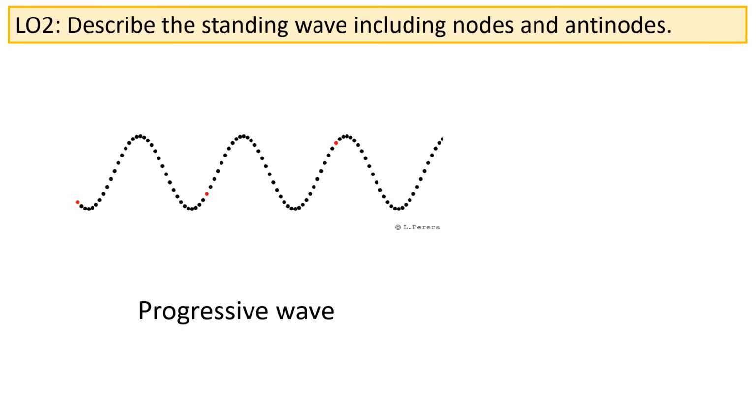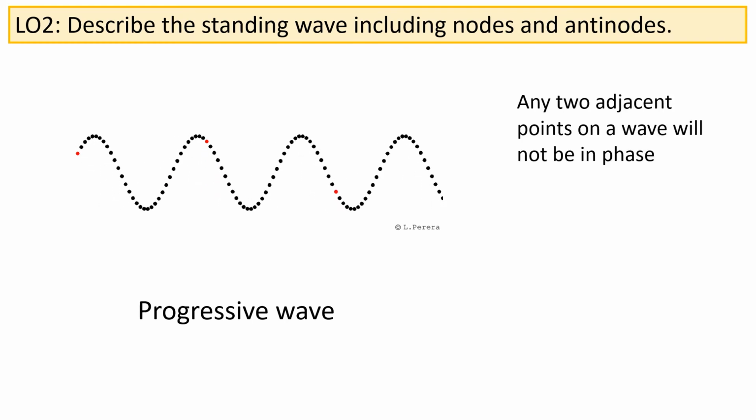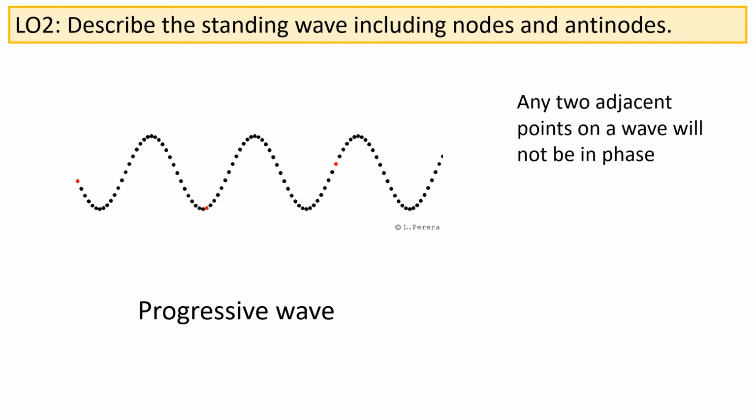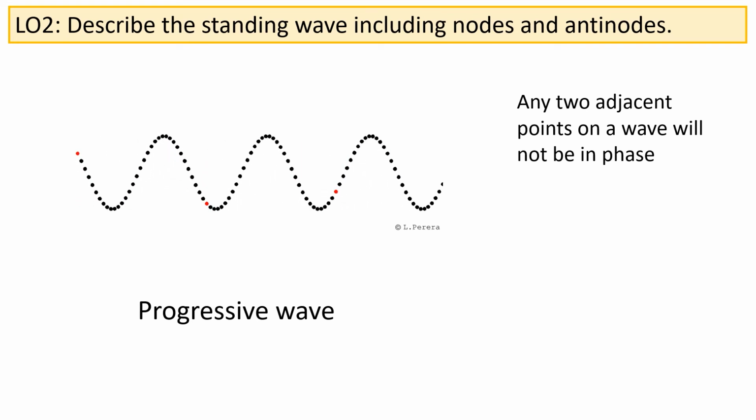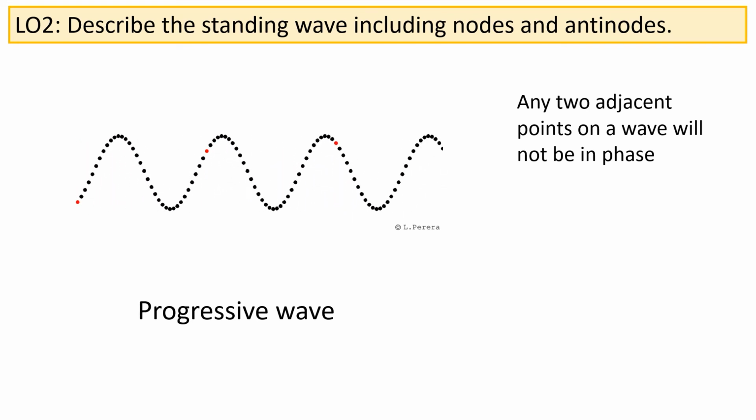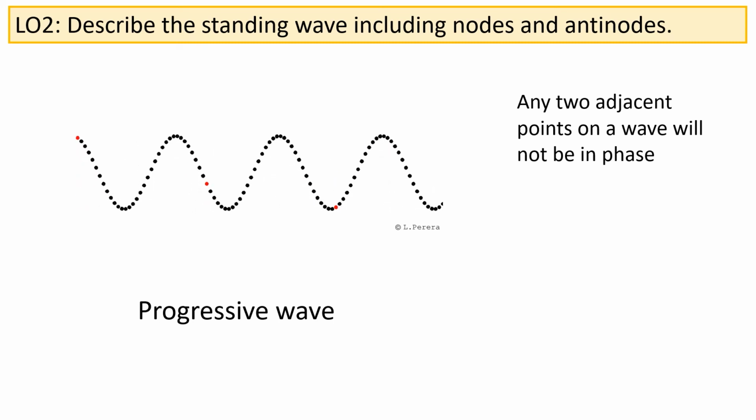We can contrast this again with a progressive wave. If we choose any two adjacent points on a progressive wave, they will not be in phase with each other. Instead, we say that the points in phase on a progressive wave are 2π radians separated from one another.